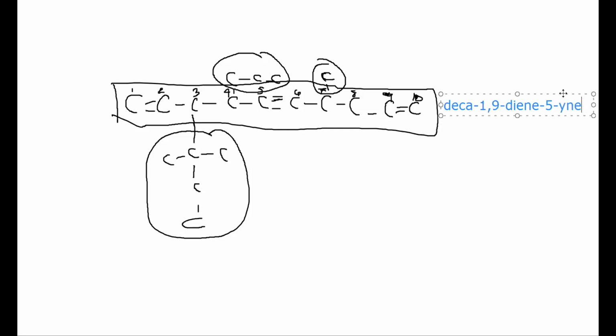So, first the name of the parent chain: deca-1,9-diene-5-yne. Now, what is the name of this attachment? Methyl. And this one, how many carbons does it have? Propyl. And this one, 1, 2, 3, 4, 5, so isopentyl.